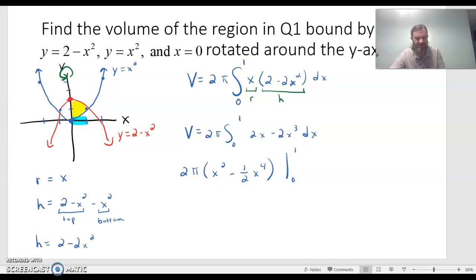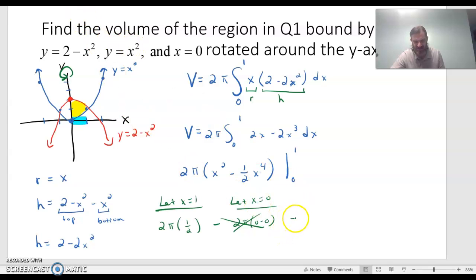So let's plug everything in here. Let x equal 1. So we'll have 2 pi, and this will be 1 minus 1/2, so it'll be times 1/2. And then minus, we'll let x equal 0. So that'll be 2 pi times 0 minus 0. So we'll just mark all that out. So it looks like the total volume we get is just pi.